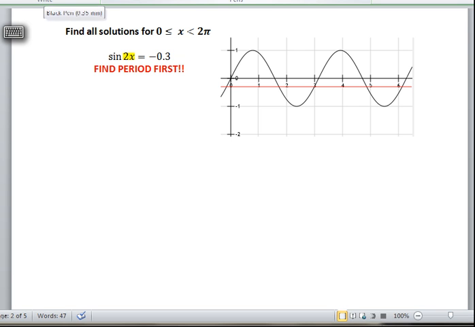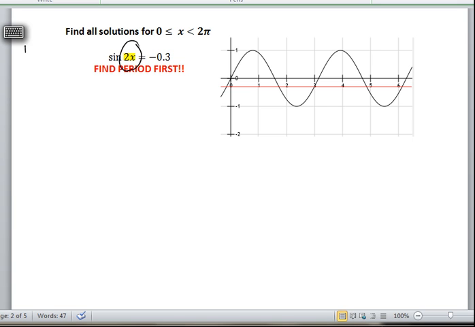Okay, let's take a look at our second example here. Now notice that this is slightly different. We're trying to find all solutions between 0 and 2 pi. Notice that I changed the period of my function. The b here is 2. And so it's important to find the period first, just so that you know how many cycles of the function you'll see between 0 and 2 pi.